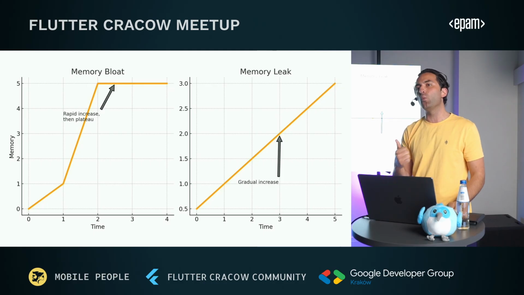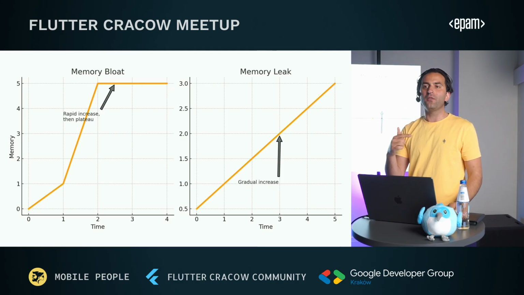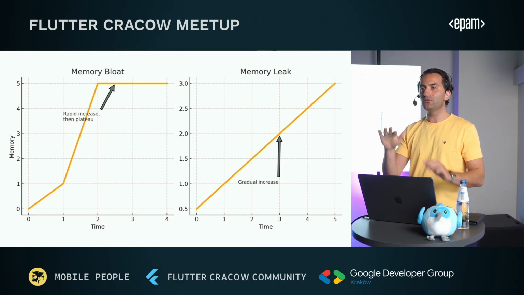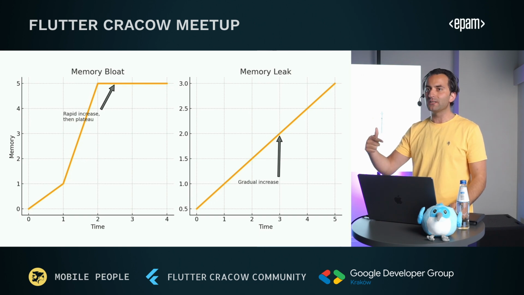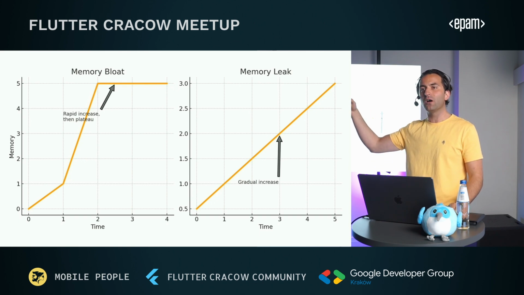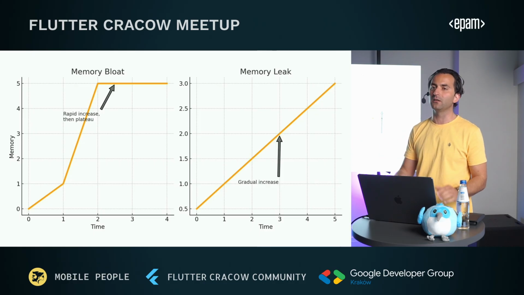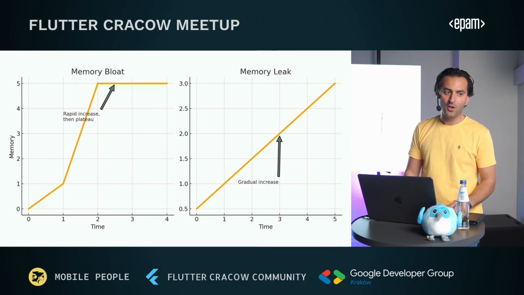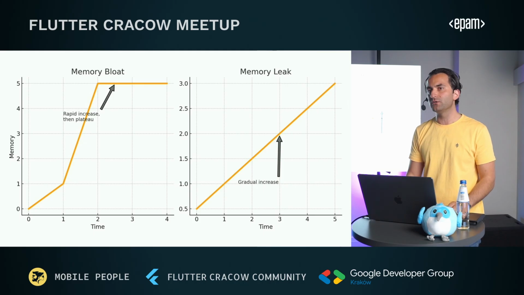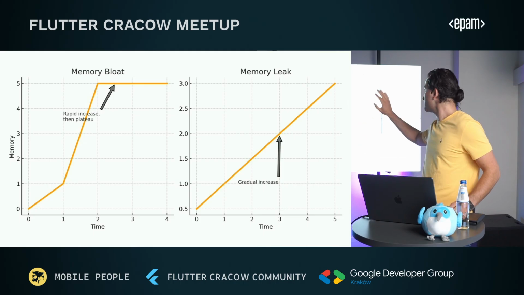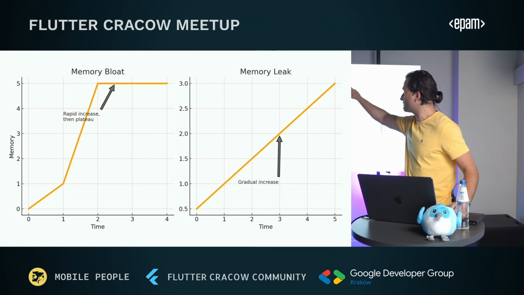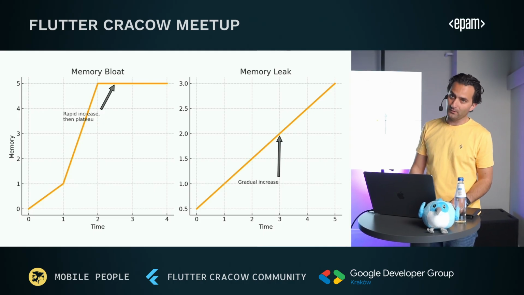But a memory leak is when the memory steadily, without you doing anything, just by using the application, goes up and up and up until the app crashes because it lacks enough memory. So these are two different things, and it's important to understand that. We focus on this one, although I'll give you some tips for the other one as well.